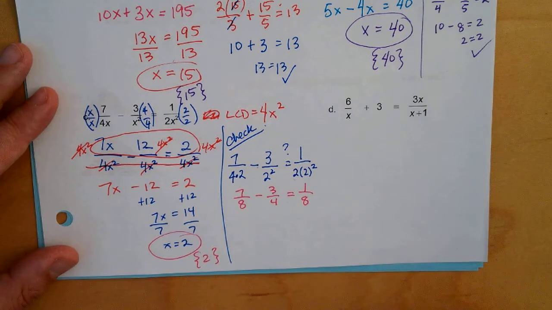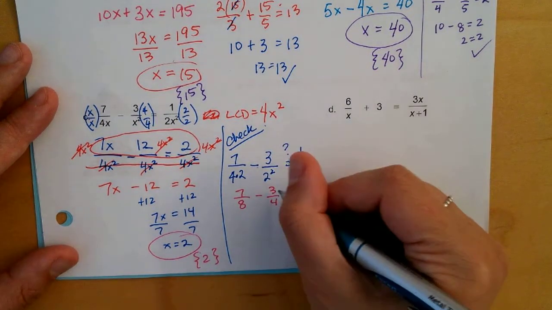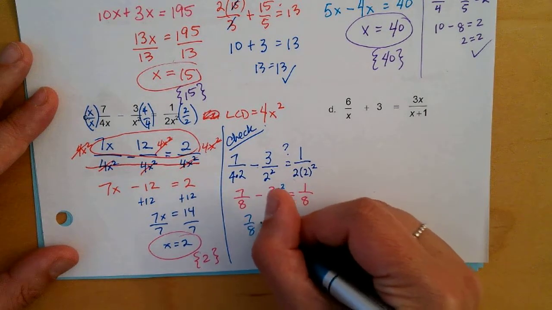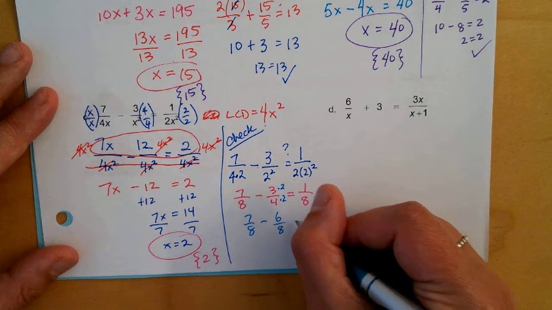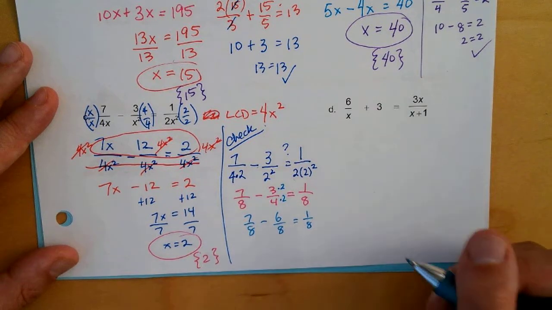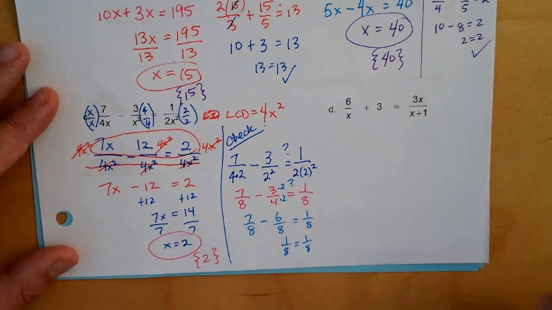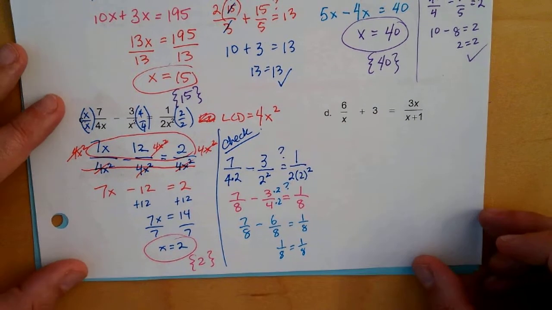1/8. In order to add fractions, I need a common denominator. So I multiply this by 2 over 2. I get 7/8 minus 6/8 equals 1/8. Is that true? Yes, 1/8 equals 1/8. So I just want to make sure that it ends up being true.